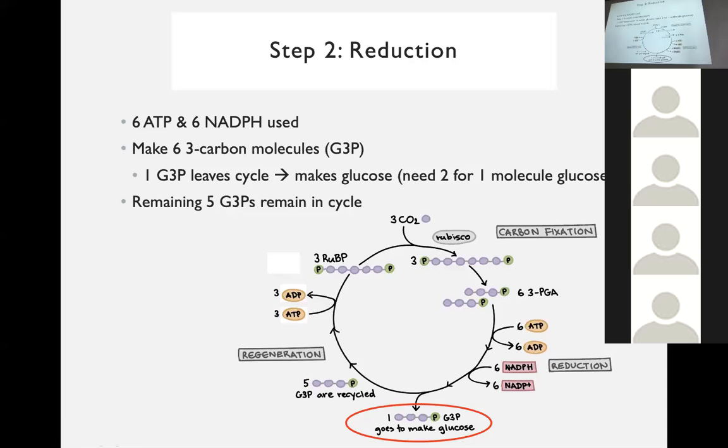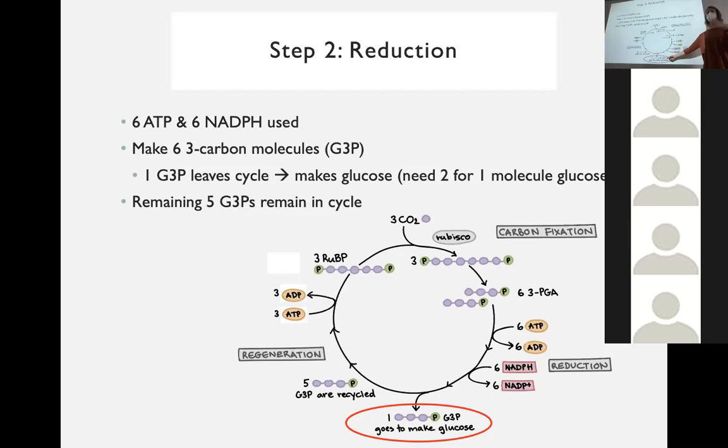So in the reduction phase, we're using 6 ATP. So this is per cycle. 6 ATP, 6 NADPH. So basically, when I say we're using NADPH, we're stripping that H off, which means we're taking off the electrons. And those will be used to produce this molecule down here, G3P.